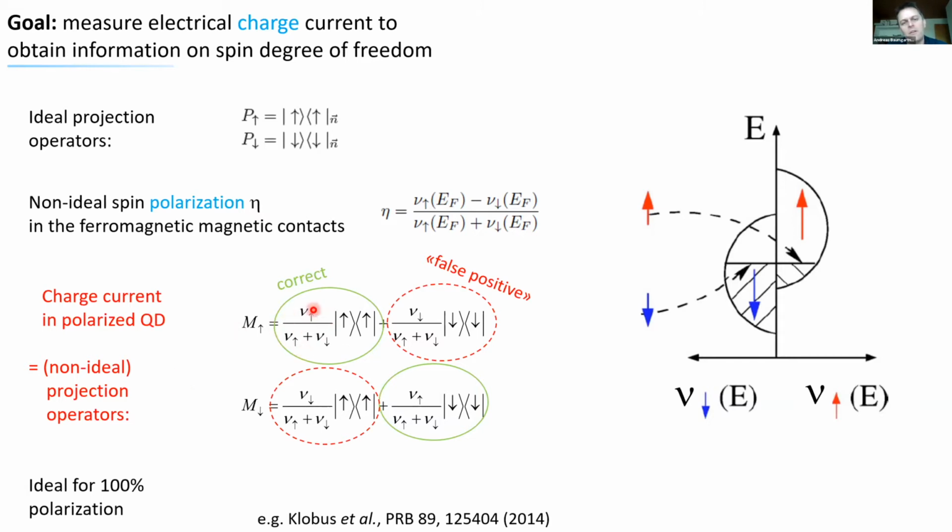And then if you have a large density of states for spin up and a small one for spin down, then your current is dominated by the spin up current, and you would actually find a spin up state. But there's also a false positive. So in Coulomb blockade times, we can talk of false positives because we also have a density of states of the wrong spin species. And of course, when we flip the magnetization, we get the opposite thing. And we get the ideal measurement operator if we have full spin polarization.